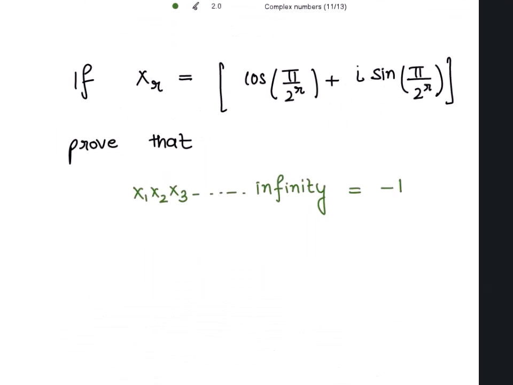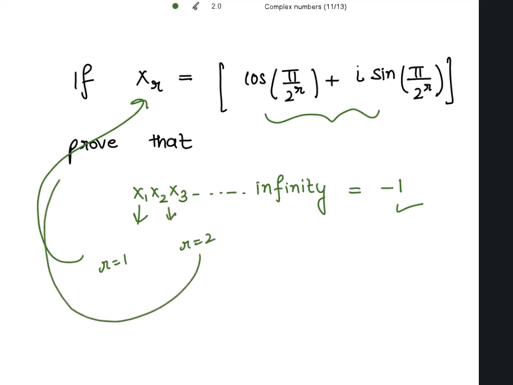If XR is equal to this right hand side, we need to prove that the product of x1, x2, x3 up to infinity is -1. So for x1 we need to put the value of r equal to 1, and then for x2 we need to put r equal to 2 in this XR, and continuing this, getting the product, we get the result as -1.